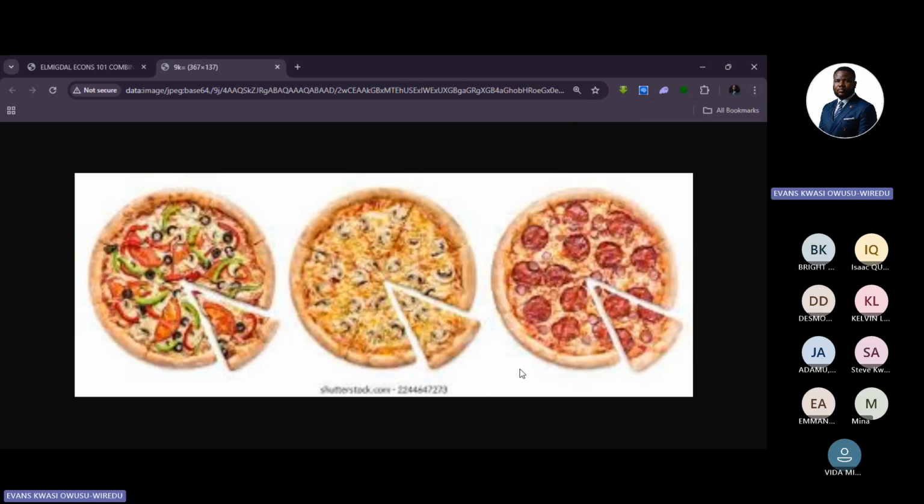But are you able to see the pizza? We have three slices of pizza on the screen. I'm giving you three pizzas. Okay, so now let's look at this. Keep looking at it. I'm going to talk about something right now.